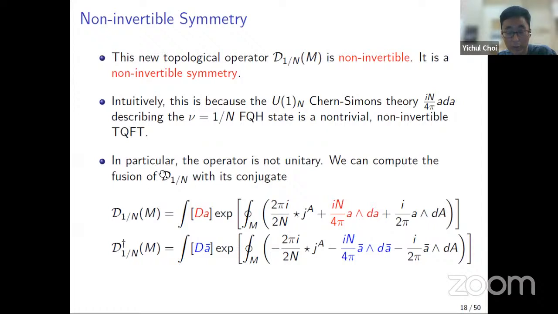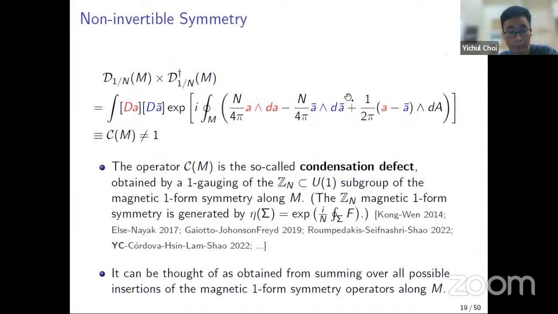I'm going to compute the fusion of D times D dagger. This was the definition of our D operator, and the D dagger operator is obtained simply by taking the Hermitian conjugate. As I said before, for each insertion of these D operators, I will have a dynamical gauge field living on these defects. For D, I have this little a gauge field living on D. For D dagger, I have this a bar gauge field living on D dagger. So let's compute D times D dagger.